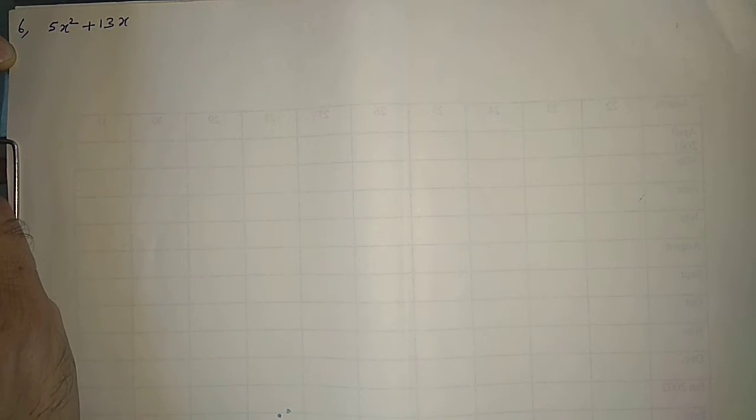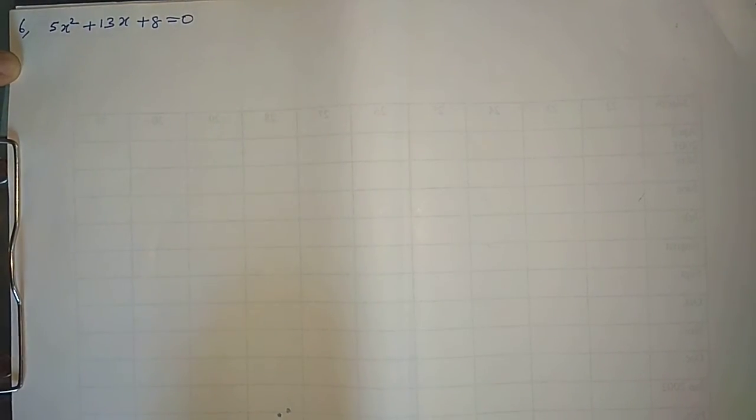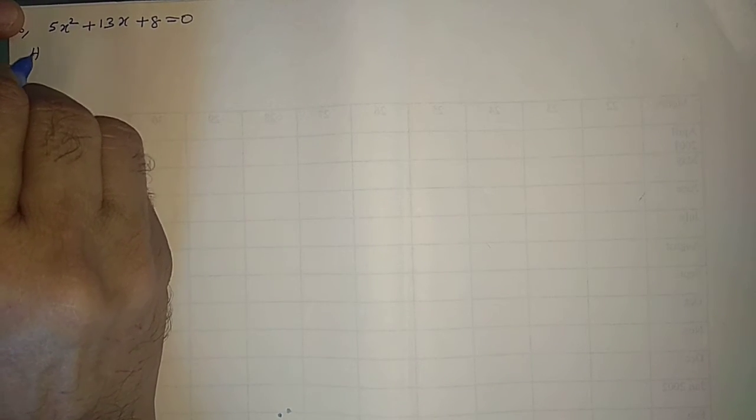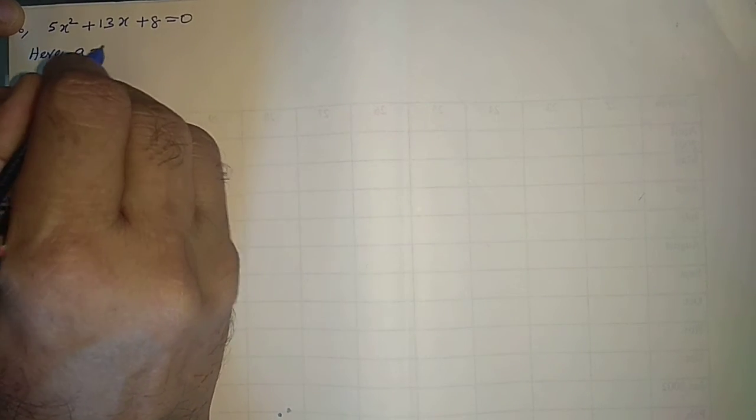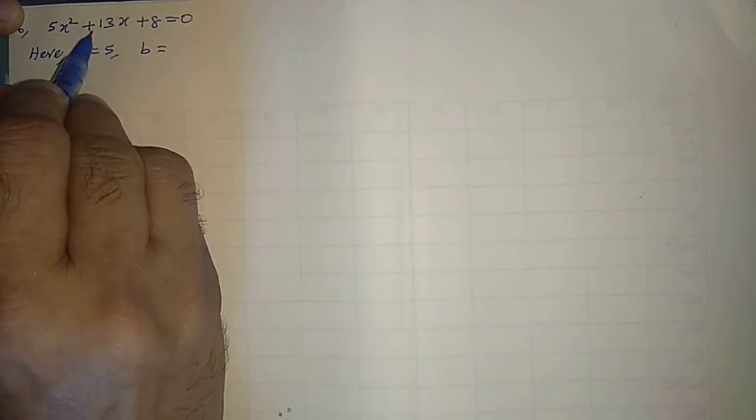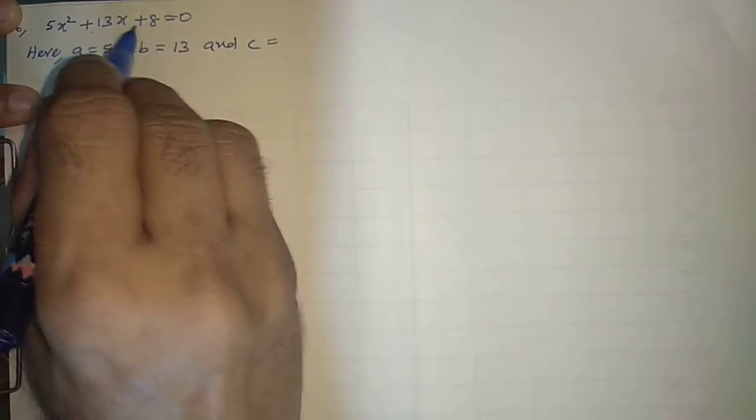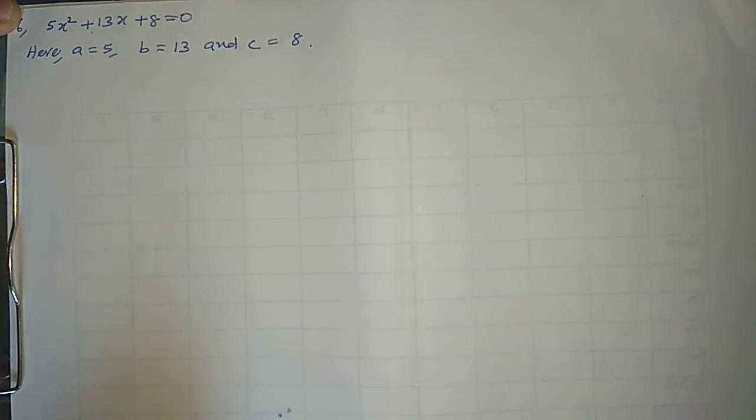Now we do question number 6. What is question number 6? This is 5x square plus 13x plus 8 equal to 0. Here we get a is 5, the x square coefficient, b is the x coefficient, 13, and c is the constant term, 8. A, B, C we got.